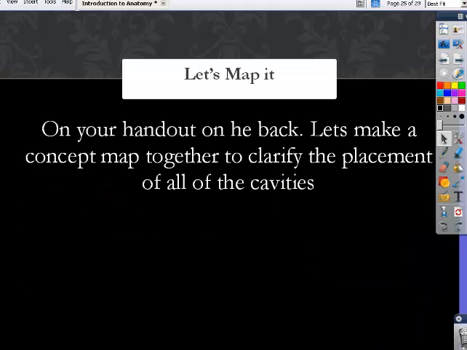So in class, I went ahead and had you guys map this out, more or less a concept map, to help you remember what cavity goes to what bigger cavity goes to what. I know it can get really confusing sometimes. So I went ahead and I already have my concept map made out. You guys again did this in class, but just for time purposes, I already have one prepared.